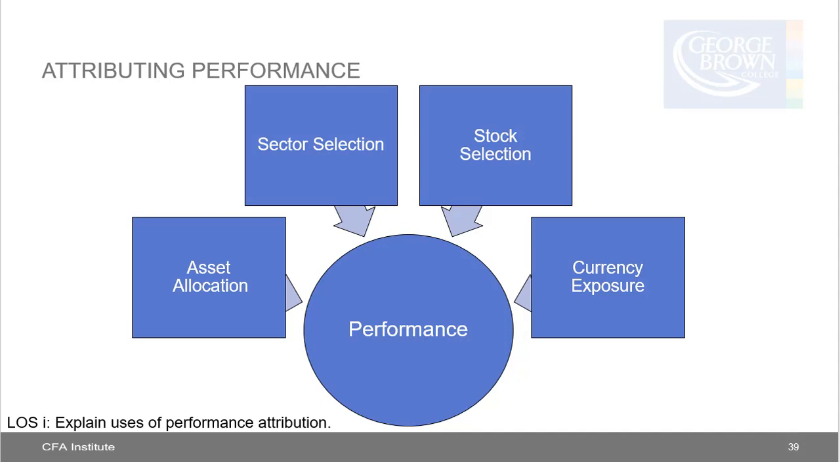Determining how much of performance is the result of the selection of the best performing asset classes, sectors, individual securities, and currencies is known as performance attribution, and it is the 4th stage of the performance evaluation process.